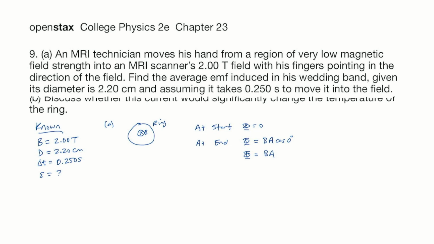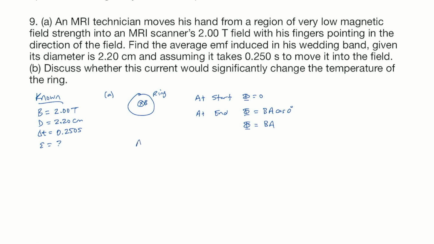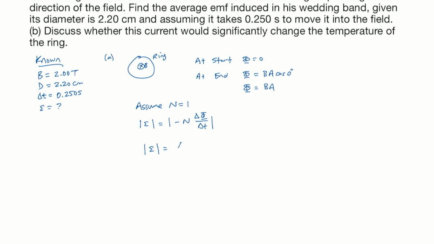Okay. We are also going to assume that N is equal to 1. Okay. And so we will find the magnitude of EMF. So we'll take the absolute value of both sides. So minus N, we'll replace the N with a 1. Time rate of change of flux. So the magnitude of the induced EMF is going to be the change in flux over the change in time.